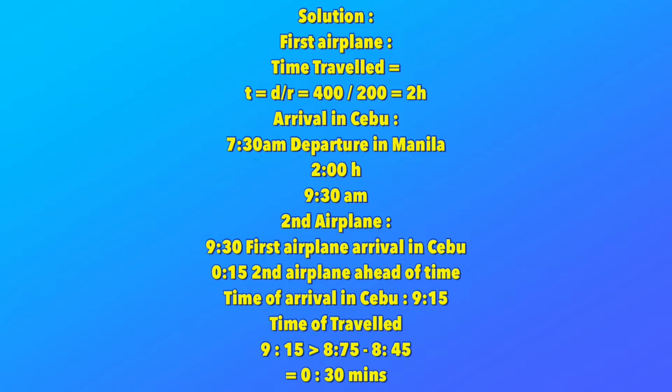Then the time of arrival in Cebu of the second airplane must be 9 hours and 15 minutes in the morning. So for the time of travel, 9:15, we're going to subtract. It becomes now 9:15 becomes 8 and 75. Then we are going to minus the 8 hours and 45 minutes. So 8 and 75 minus 8 and 45, so we have 30 minutes, the time of travel of the second airplane.